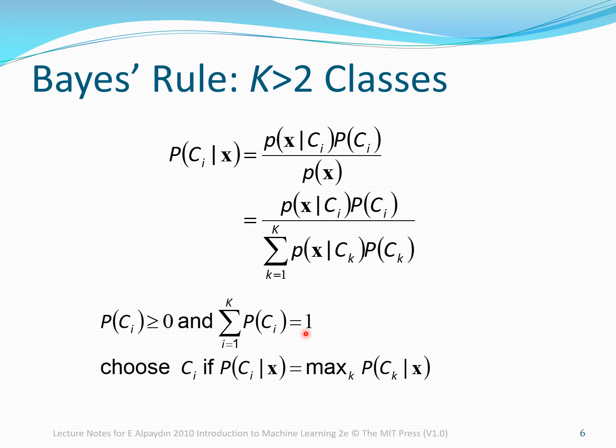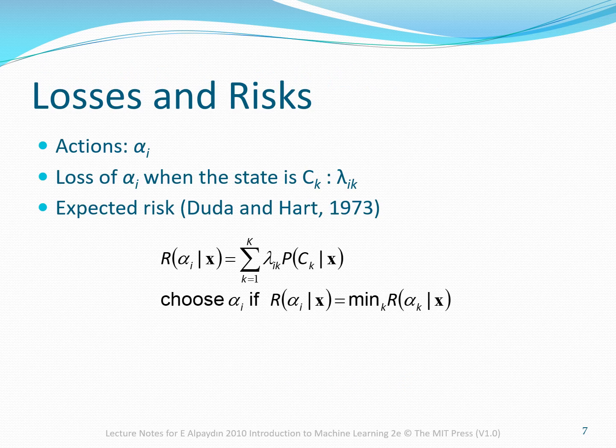And for the minimum error, the Bayes classifier chooses the class with the highest posterior probability. That is, we can choose Ci if P(Ci | x) = max over k of P(Ck | x).